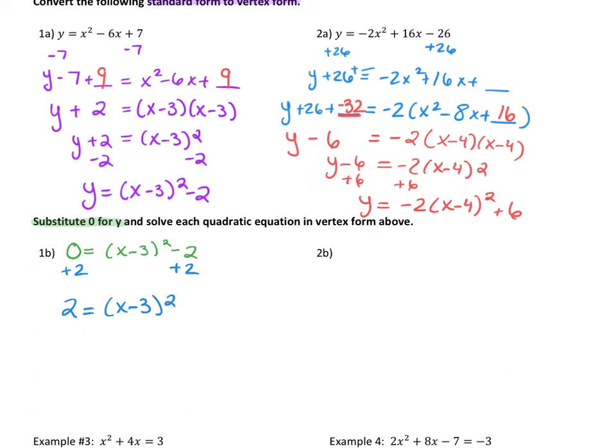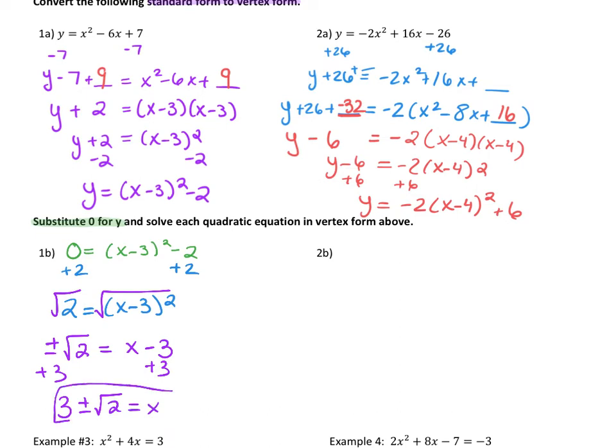Then to get rid of that squared, I'm going to square root both sides. 2 is not a perfect square, so I'm going to leave it as plus or minus the square root of 2, and then I'll just have x minus 3 on this side. And my final step will be to add 3. So I have 3 plus or minus the square root of 2 equals x. If you wrote it as plus or minus the square root of 2 plus 3, that would be fine too. Let's do the same thing for 2b.